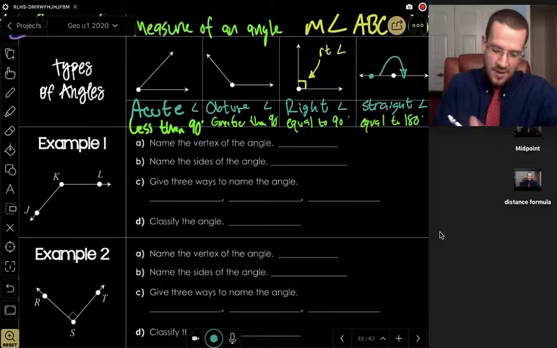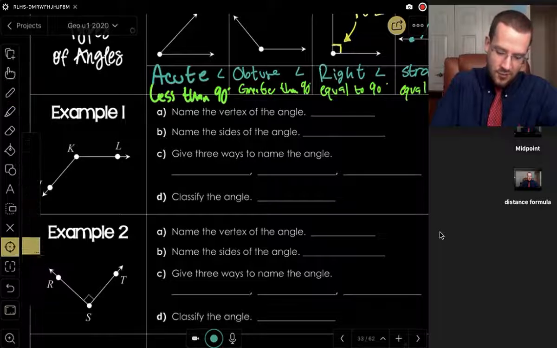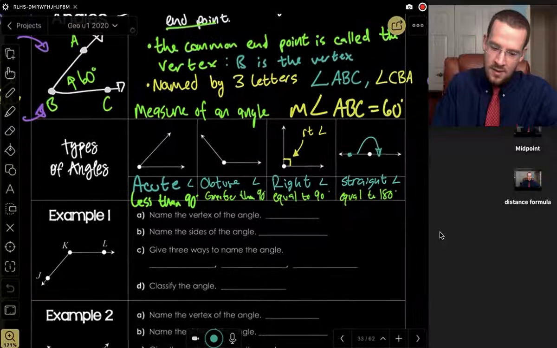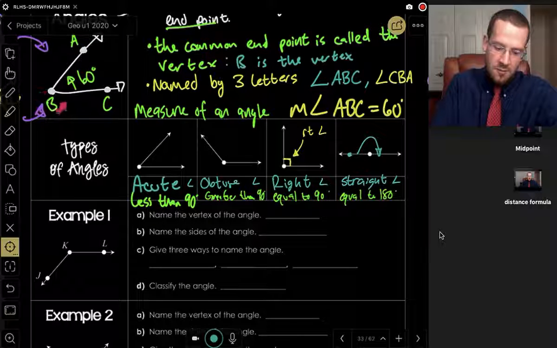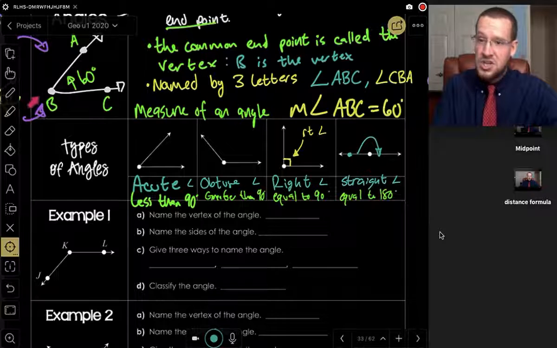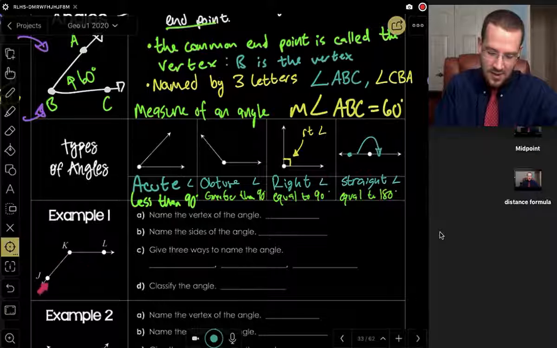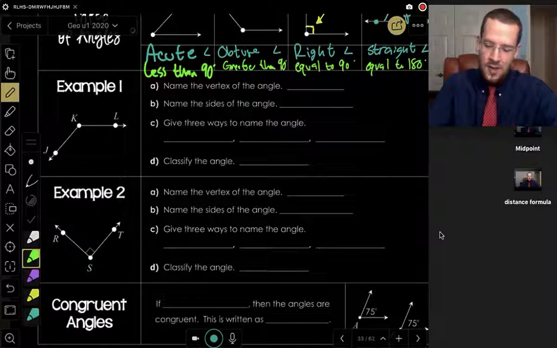Okay, let's look at some examples here. I'm going to be looking at this example to the side. The first example says, name the vertex of the angle. I just want to go up here and see. Okay, it says the common endpoint is called the vertex. So B is the vertex. Oh, that's right. The vertex is the point of the angle. It's kind of the sharp part. So when we look down here, it looks like K is the sharp part. It's in the middle of the other 2 points. And so the vertex of our angle is point K.